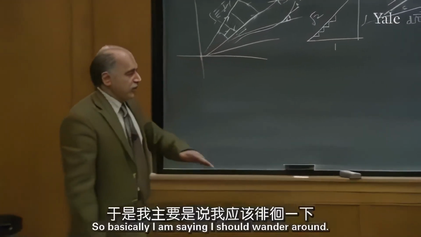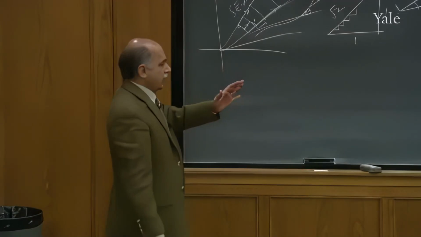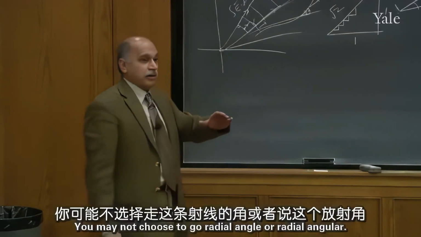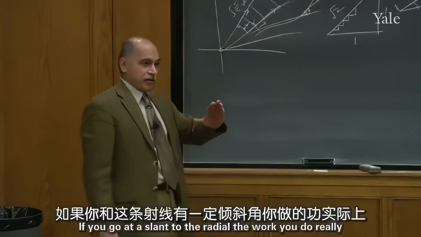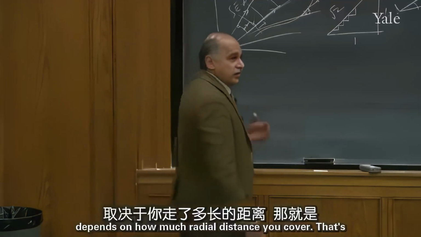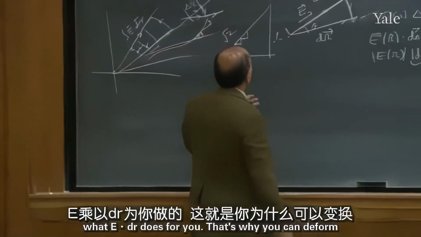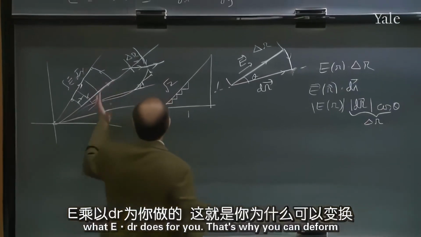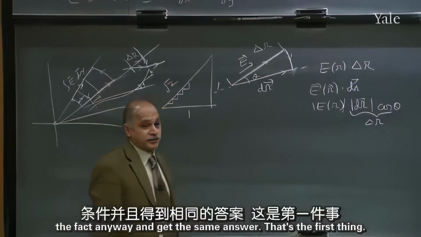So basically I'm saying as you wander around, you may not choose to go radial, angular, but if you go at a slant to the radial, the work you do really depends on how much radial distance you covered. That's what E dot dr does for you. That's why you can deform the path anyway and get the same answer.